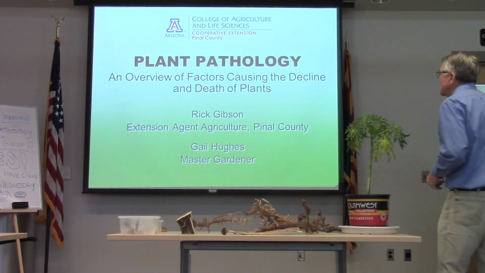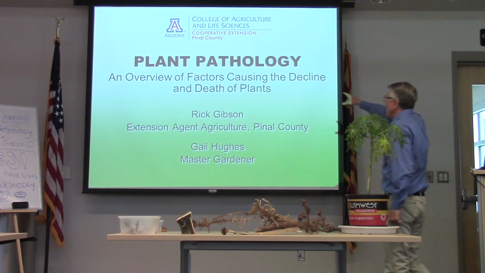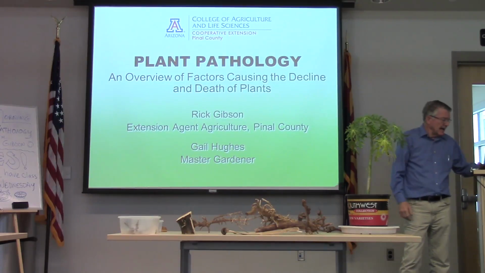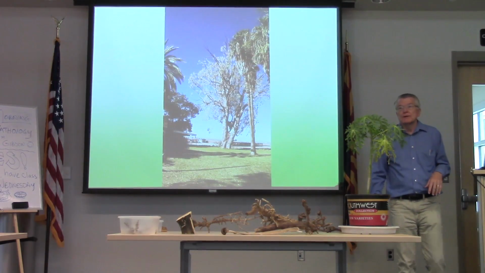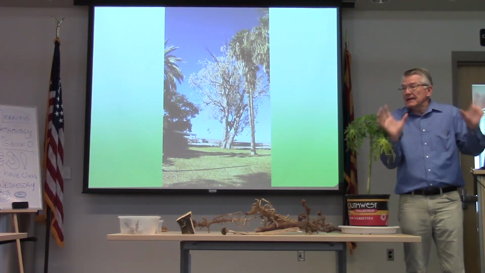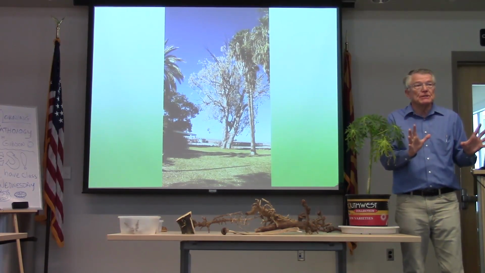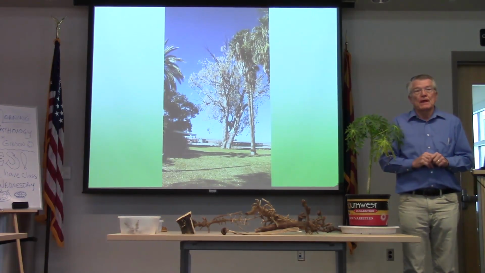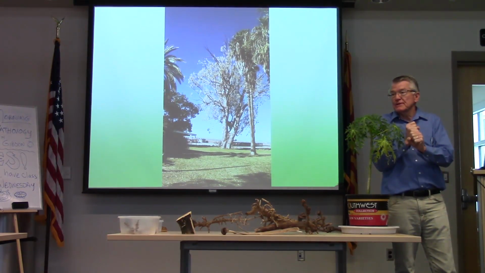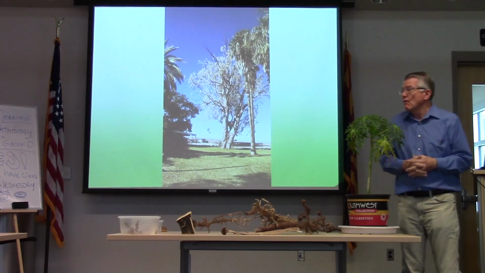So what we're going to start today, just looking at some of the overview of the factors causing the decline and death of plants. Now, I know that sounds ominous, but we're going to look at the big picture today. Today is the big picture. And then we're going to start going from the general to the specific. But we want to start with a general overview first.